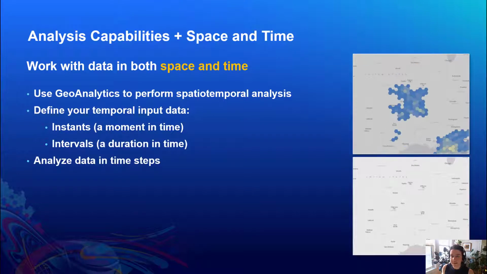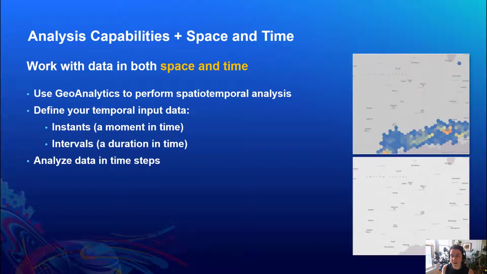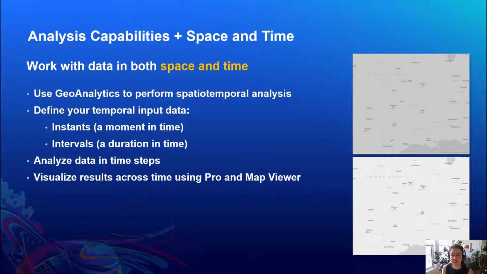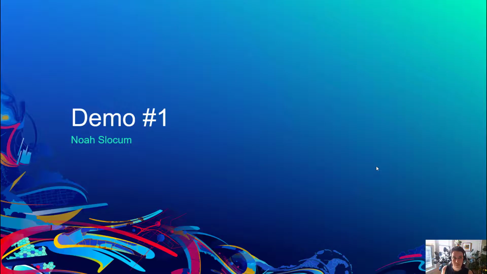You can analyze in time steps. So here I've aggregated points and we're actually looking at, I believe, lightning across the US. Might be on a weekly time step there. And then you can actually visualize those results in Pro using the time slider, as well as with Map Viewer, they have a time slider as well.